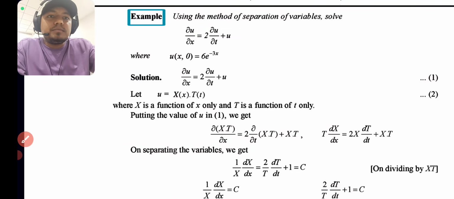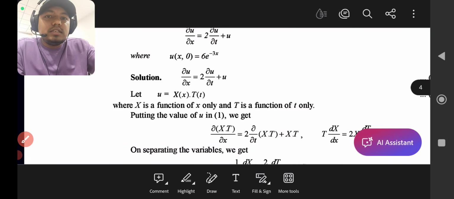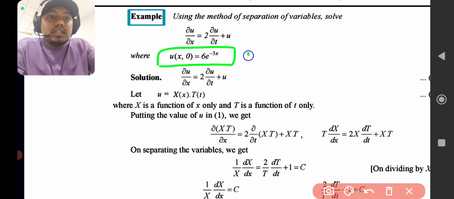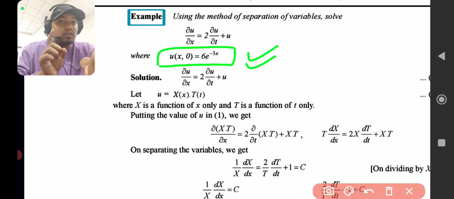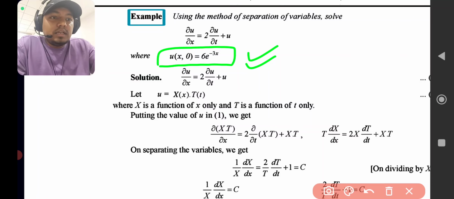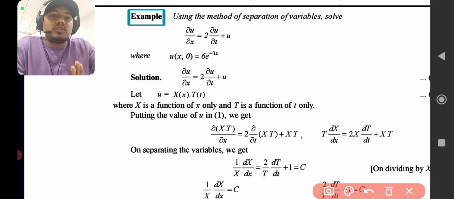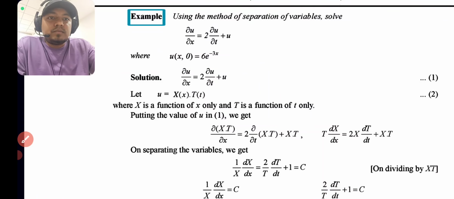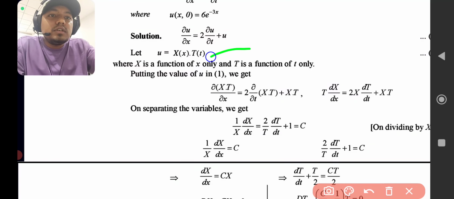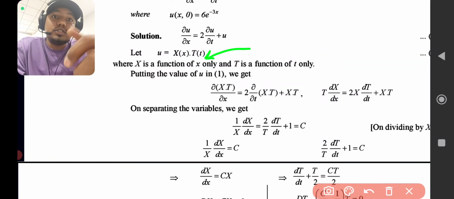Right now, what they have given, you can see, this is the data given. In the last we will be using this to find out our constant value. This is like a boundary condition. So right now you forget this, you only focus on the solution, how to solve this. So to solve this, our first approach is to consider the solution, assume the solution.